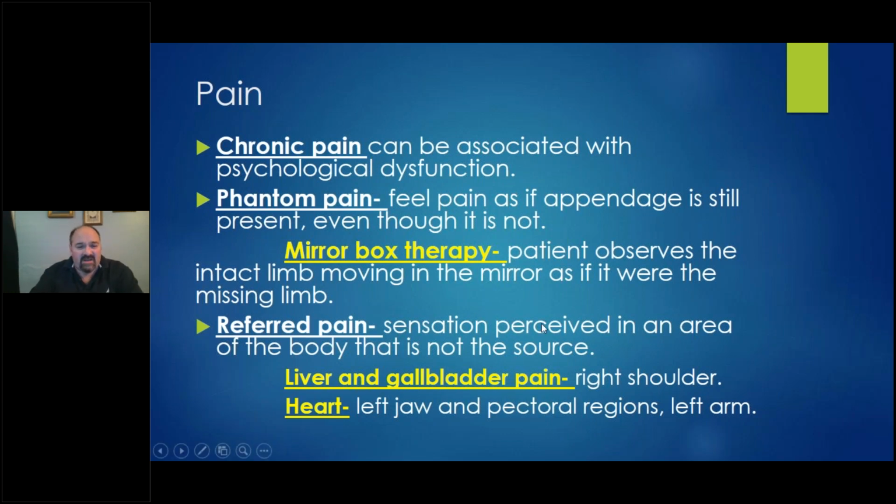Referred pain is quite interesting. Look at this here: a sensation perceived in an area of the body that is not the source, right? So we all know regarding a heart attack, if a patient is complaining of jaw pain on the left side, the pectoral region or the left arm, chest, and the mediastinum, these can be areas associated with the heart. Liver and gallbladder can be associated with the right shoulder. So it could be that the right shoulder is not having a musculoskeletal issue, but it's pain coming from the liver and the gallbladder referring to that area.